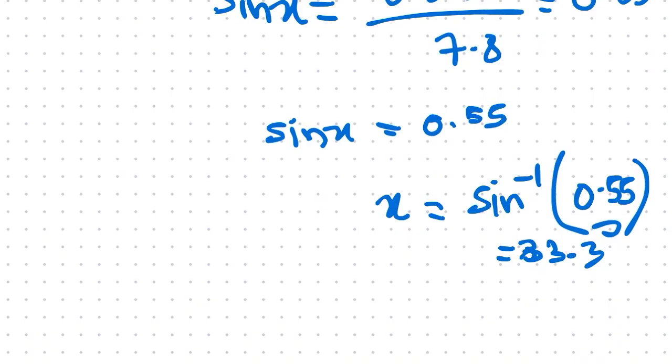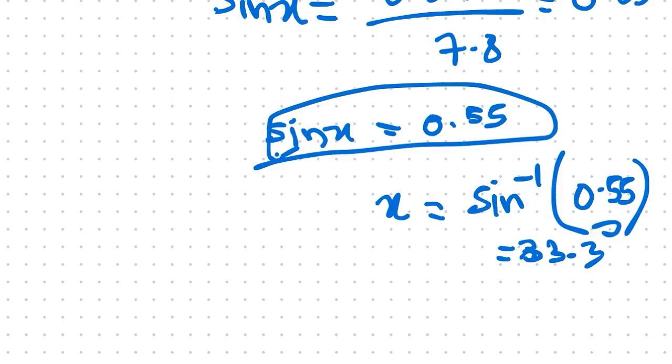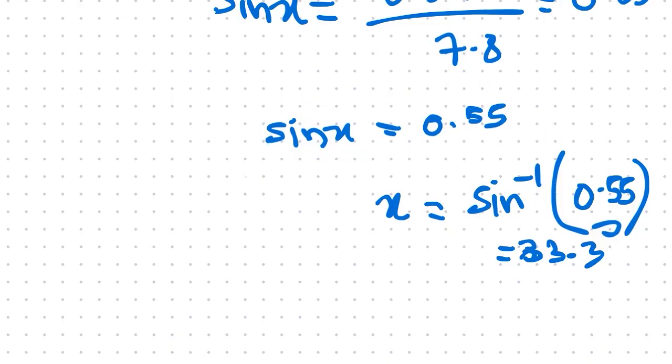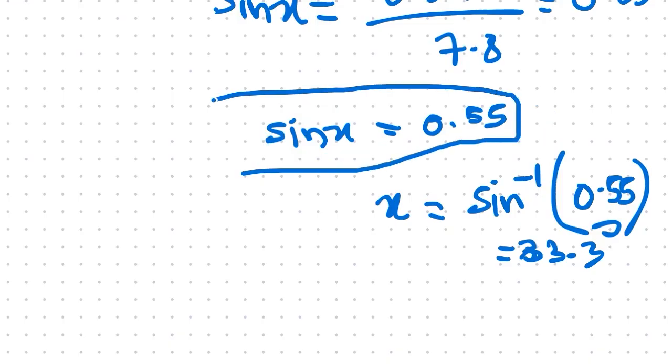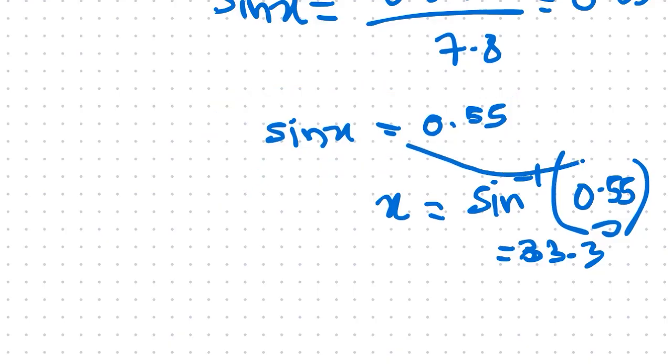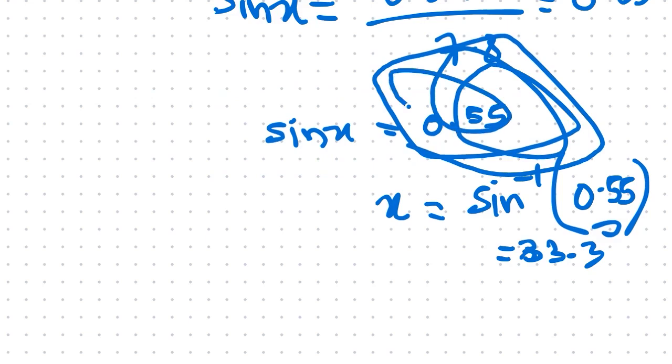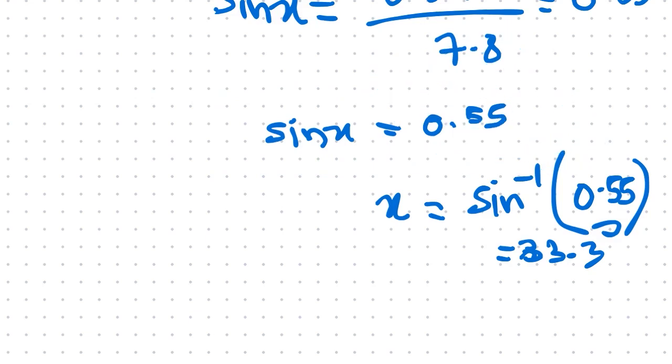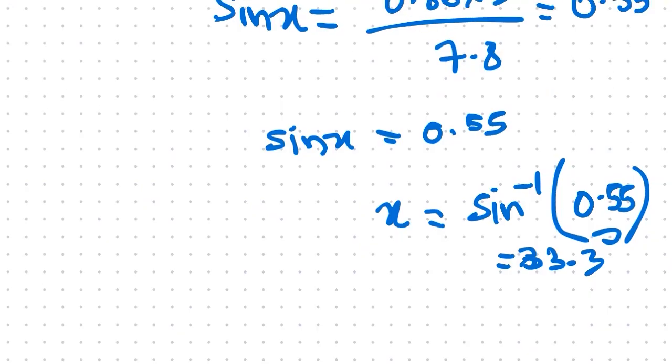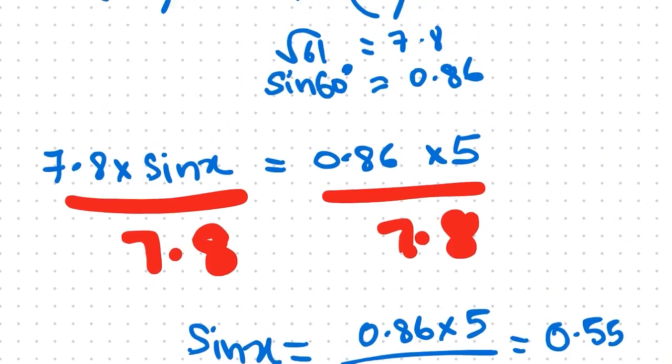So this is how questions can be done. In the last step, if sin x was 0.55, there is a button in the calculator, sine inverse, cos inverse. Directly use that. So sine inverse of this value on the right, 0.55. That's it. So that is about questions on sine law and questions on cosine law.